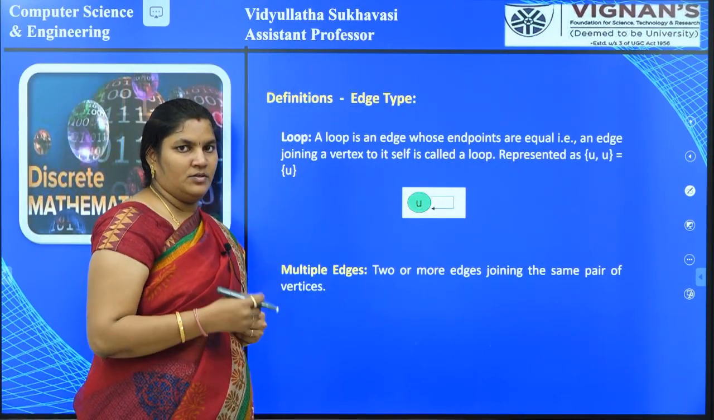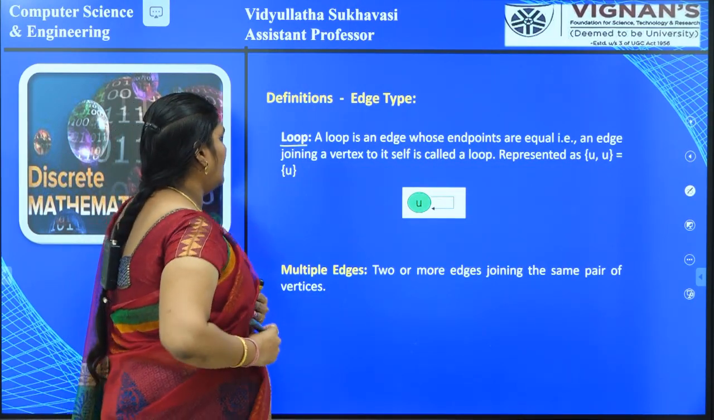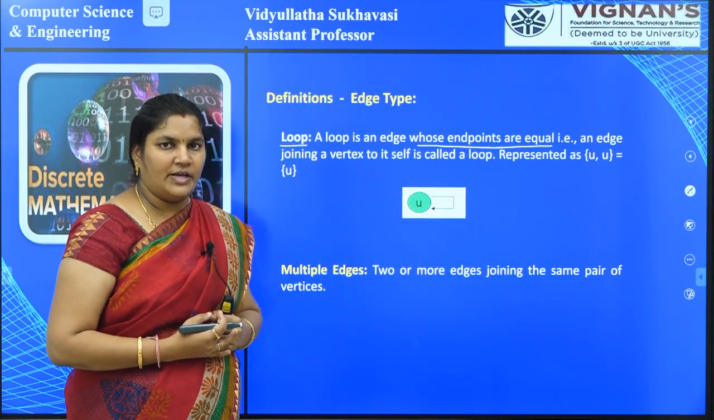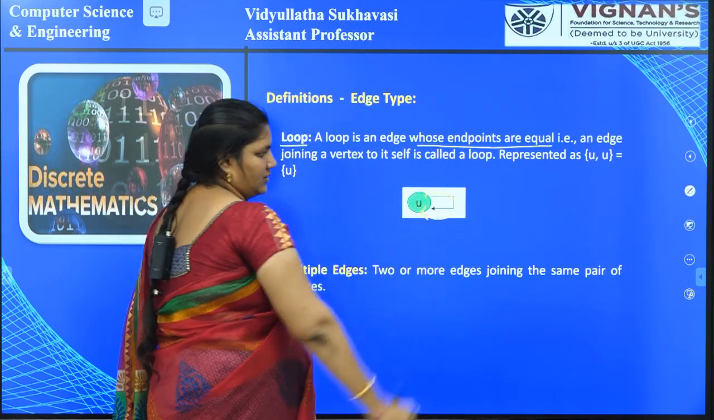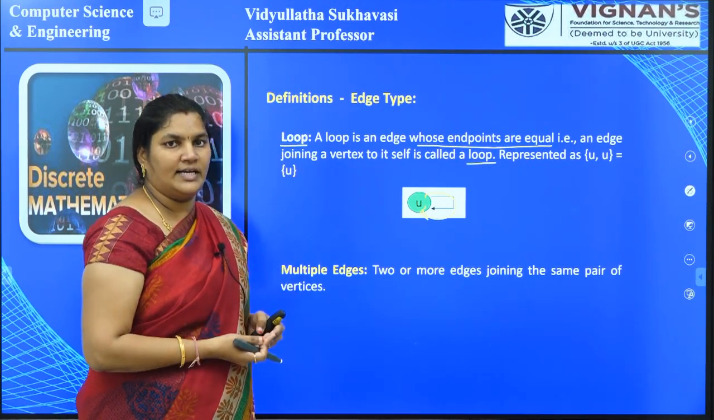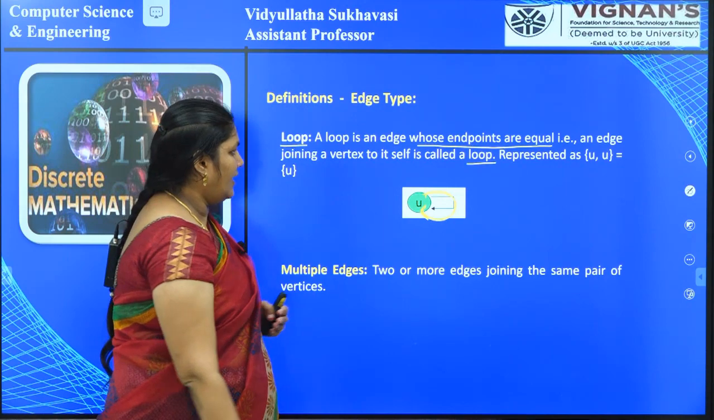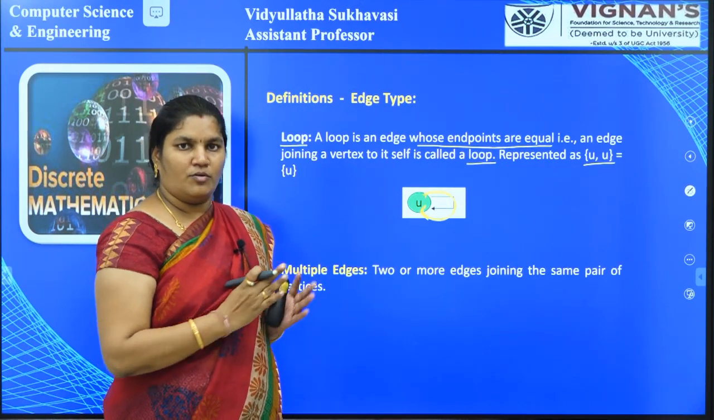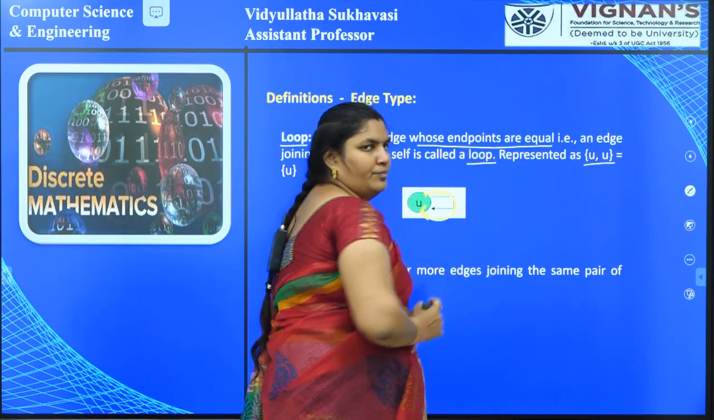And the next edge type we have is loop. How are we going to specify a loop? A loop is an edge whose endpoints are equal. If we want to specify a loop at a particular node, we specify it on itself like this. A particular edge joining a vertex to itself, we call it a loop, and the symbol which we are using is this one. The representation of that is U comma U. That means it is moving to itself. So both the starting and ending vertex will be the same. That's why we have used U comma U.